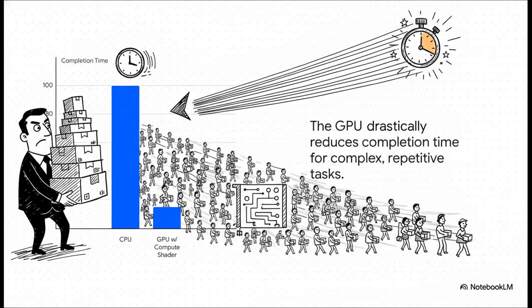And this chart shows you the mind-blowing result of all that teamwork. If you give one of those massive, repetitive jobs to our brilliant manager, the CPU, it'll get it done, eventually. But give that exact same job to the GPU's army of workers using a compute shader, the time it takes to finish just plummets. I mean, look at that. The difference isn't just a little better, it is a revolutionary leap in speed.